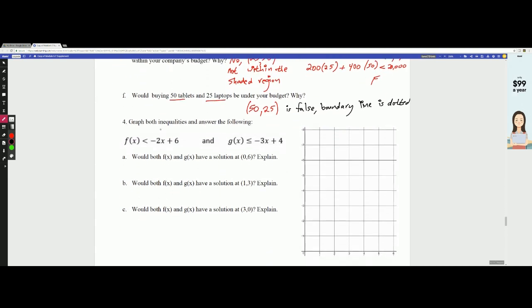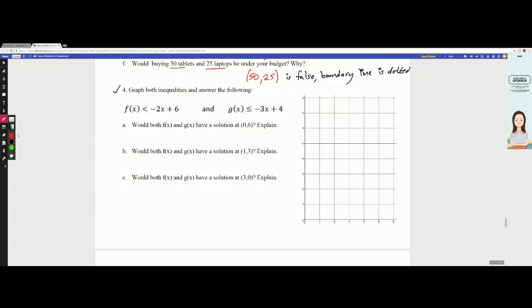All right, graph both inequalities. So this is number 4. Graph both inequalities and answer the following. So let's see, what's my b? That's here. Down to, again, this is my rate of change. So it's down 2 over 1, down 2 over 1, down 2 over 1. Is it dotted or solid? That is dotted. Okay, so dotted line.